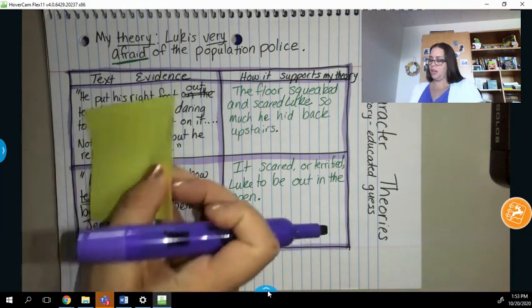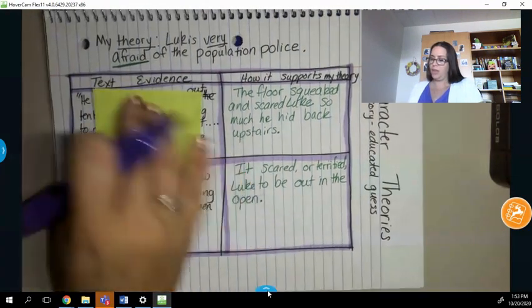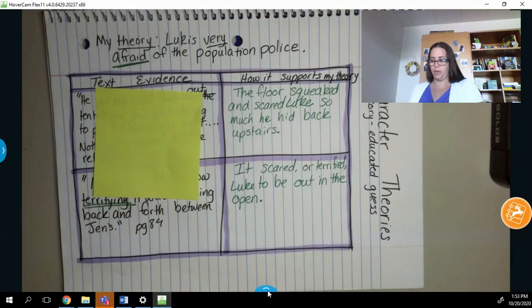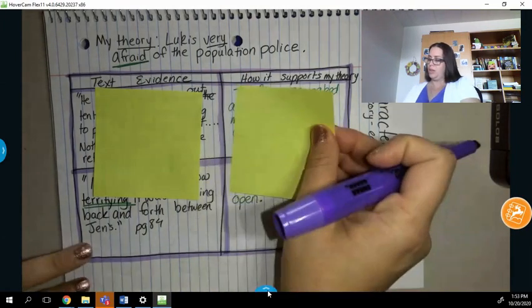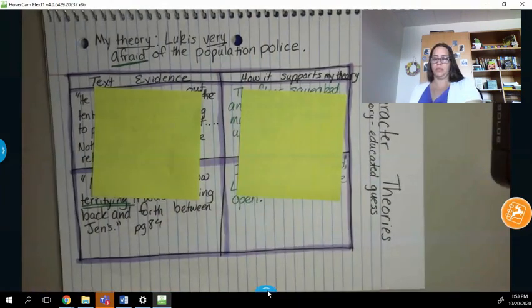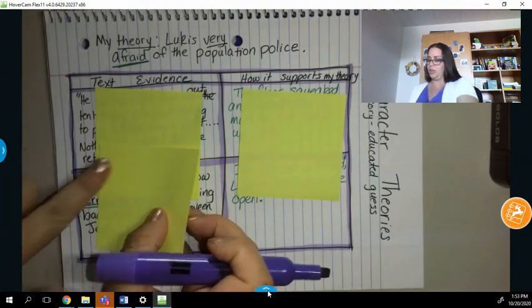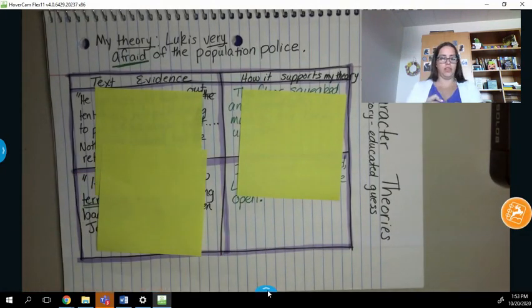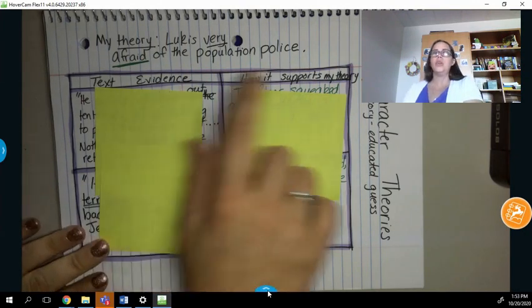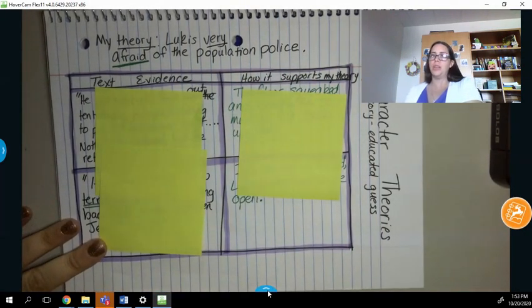I'm actually going to cover these up until I'm ready for you to write them in your notebook. Ha ha ha, Miss Ruggy's being mischievous. She is covering your words before you can write them. So hopefully you have text evidence and how it supports my theory.